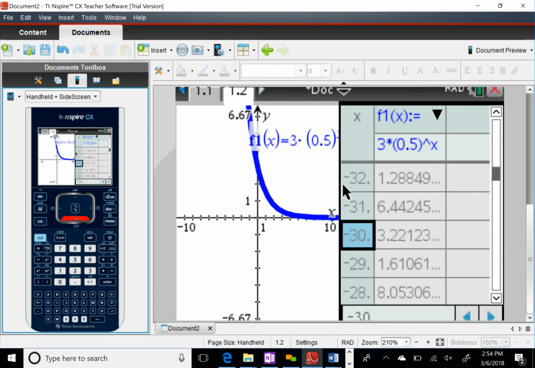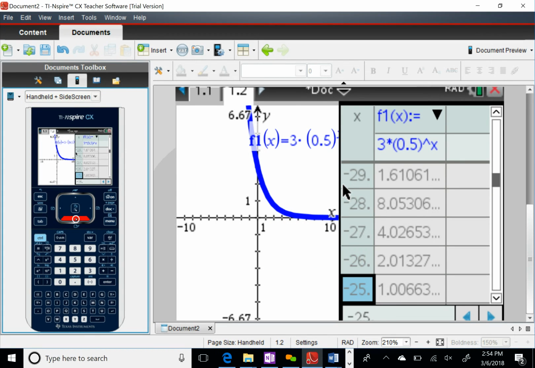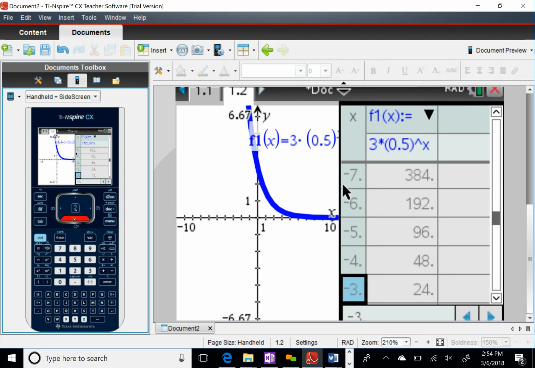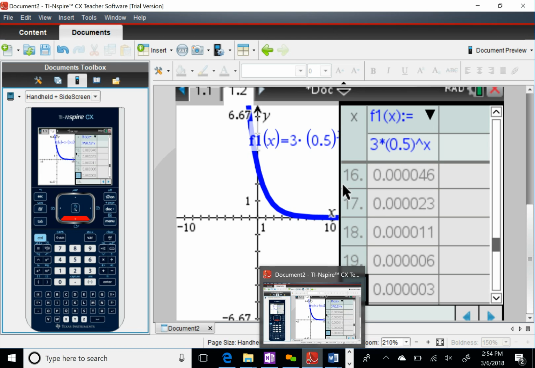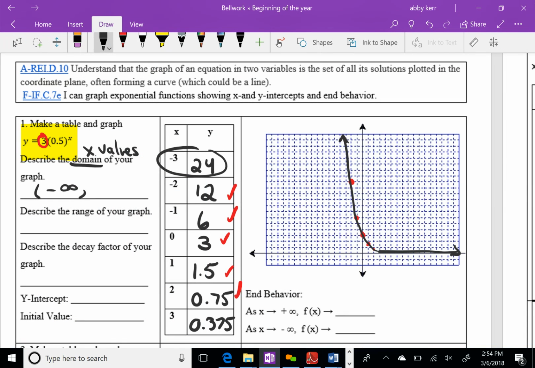Now, if we want our x's to get bigger and bigger and bigger, I can scroll down and I can do this for as many seconds as you want me to. And the graph is never going to stop. So since it never stops to the right, our domain is going towards positive infinity.